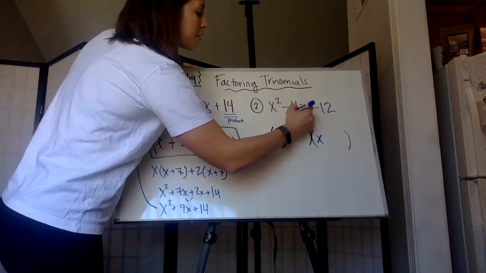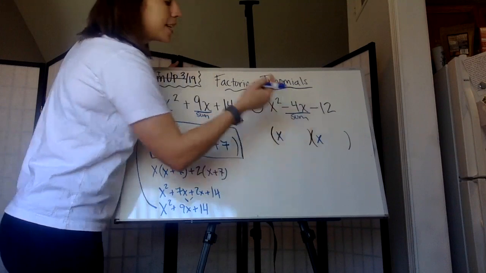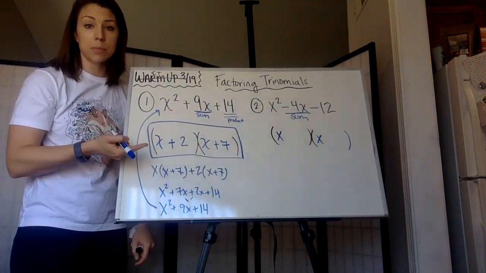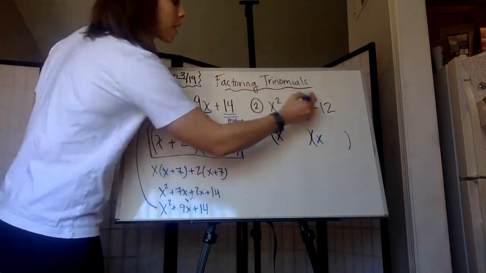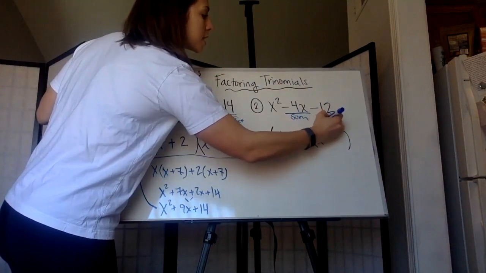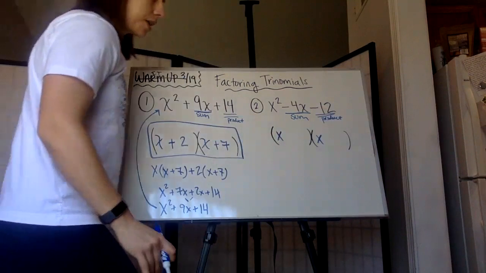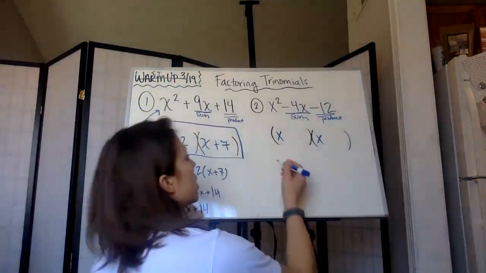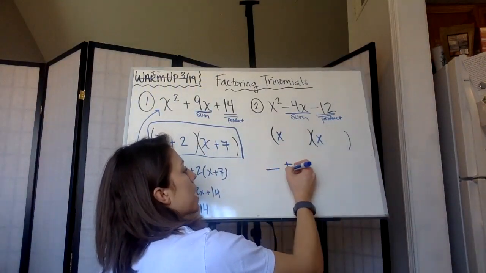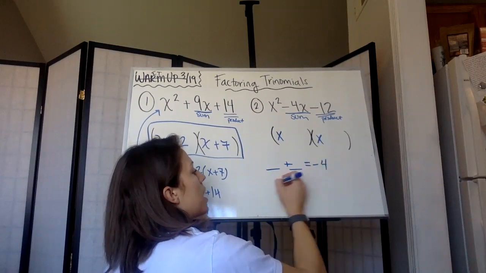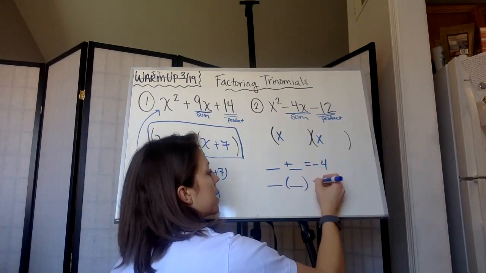What two numbers have a sum of -4? Subtraction symbols are negatives in this sense. And have a product of -12. So let me get down here. Alrighty. So what plus what is -4, that when I multiply is -12?